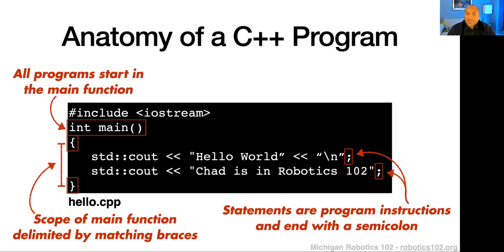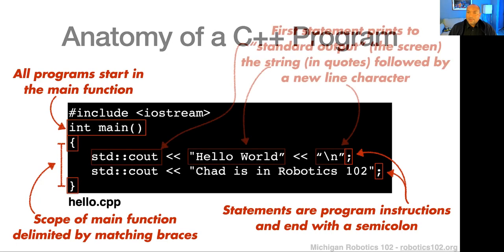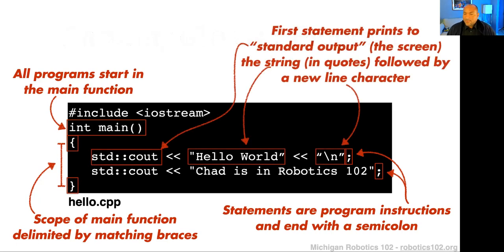And so these are two statements that we have here. Each statement is going to print something out to the screen. If we look at our first statement, it's going to print out to what's called standard output. The standard output is just our screen. We denote that as std::cout, c-o-u-t.